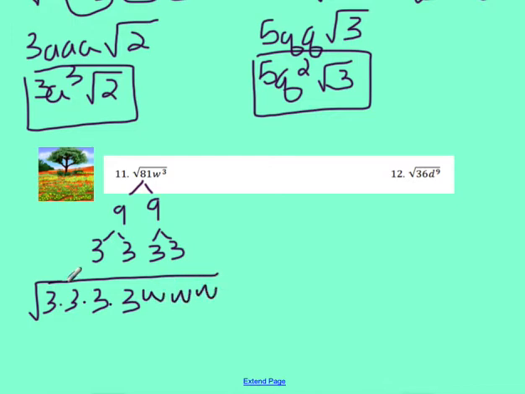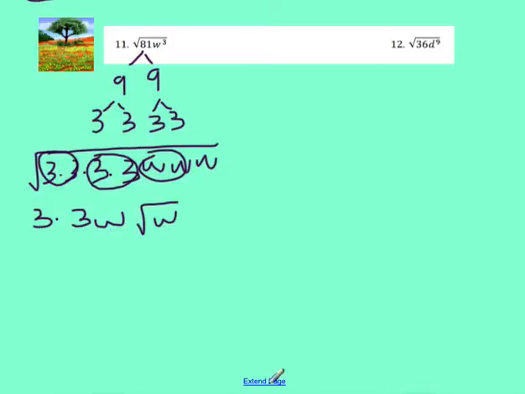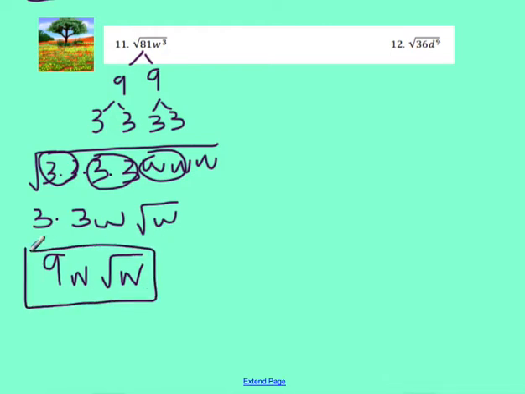So now we need to find our pairs. We have a pair of 3's, a pair of 3's, and then just 1 pair of w's. So that means we're going to have 3 times 3 on the outside, then we're going to bring out a w. Left underneath the radical still is just a w. So now we need to multiply on the outside. 3 times 3 is 9, and then w, and then left underneath the radical is just w. So we have 9w times the square root of w.